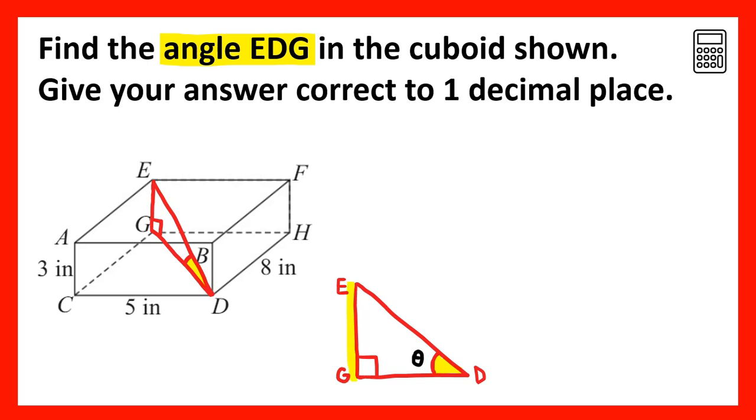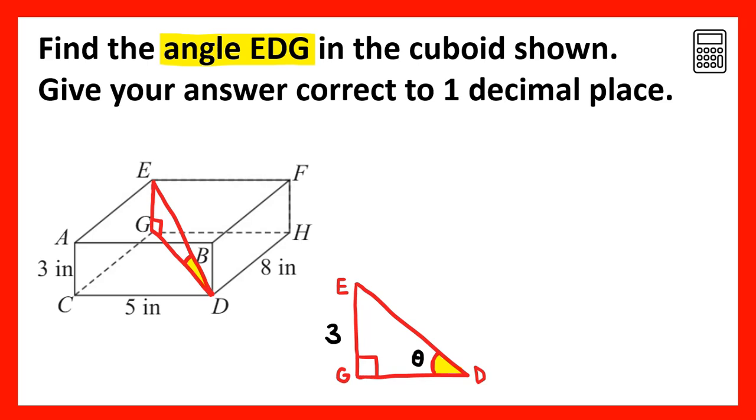I already know that this length that goes from E to G is the height of the cuboid, which is given at the front going from A to C and would be the same measurement of 3 inches. We just require one more bit of information from this right angle triangle, the length of the hypotenuse going from E to D, or this length which is the adjacent going from G to D. Then we'll be able to use basic trigonometry, SOHCAHTOA, to find the unknown angle.